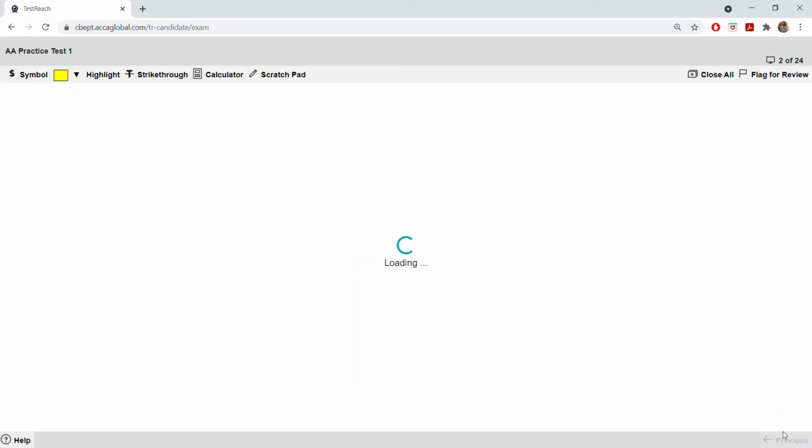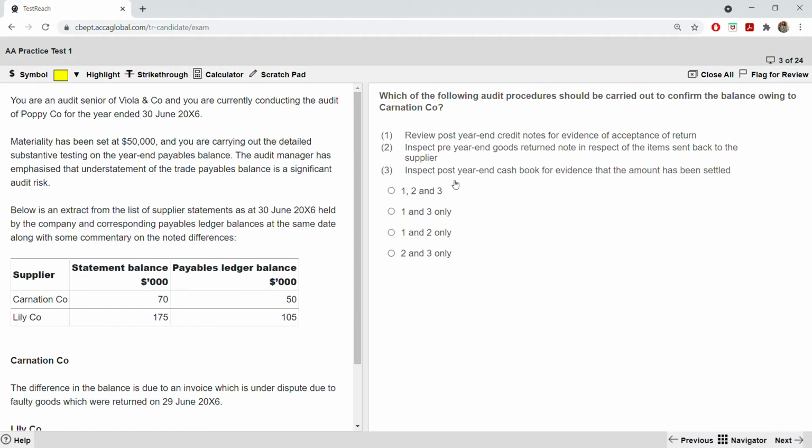Next, which of the following audit procedures should be carried out to confirm the balance owing to this one? There are many audit procedures. You cannot apply the same audit procedure for everything. If you want to confirm something, or check the accuracy, or check the completeness, audit procedures are different, they change. So confirm the balance owing to Carnation.